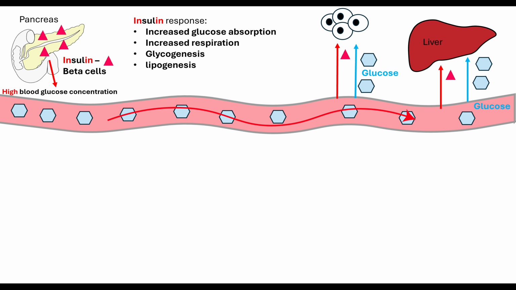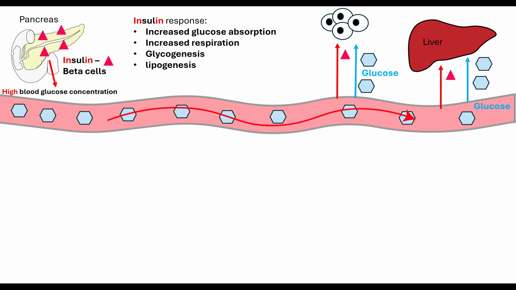So when we have high blood glucose concentration, the beta cells in the pancreas secrete insulin into the bloodstream, and that insulin will then make its way, and when it gets to a target cell, it will bind with receptors and a response will result. Now, those responses could be increased glucose absorption, increased respiration, glycogenesis, lipogenesis.